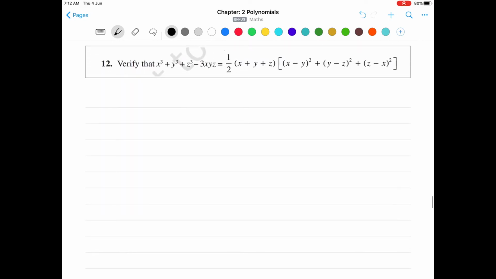Okay, now moving to the next question, we have question number 12. You are asked to verify that x cube plus y cube plus z cube minus 3xyz is equal to 1 by 2 into x plus y plus z into x minus y whole square, plus y minus z whole square, plus z minus x whole square. Okay, so we have to verify this. We'll start by taking the right hand side term and we will prove it equal to the left hand side term.